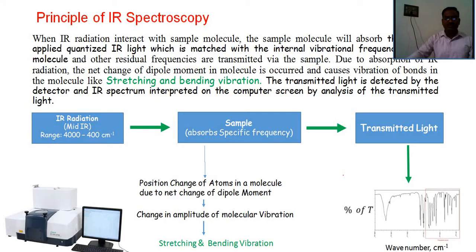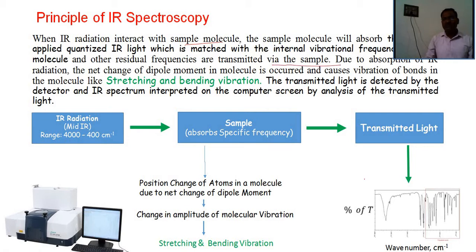What is the basic principle of this IR spectroscopy? When the IR radiation interacts with the sample molecule, the molecule absorbs the applied quantized IR light which matches the internal vibrational frequency of the molecule, and the other residual frequencies are transmitted via the sample.